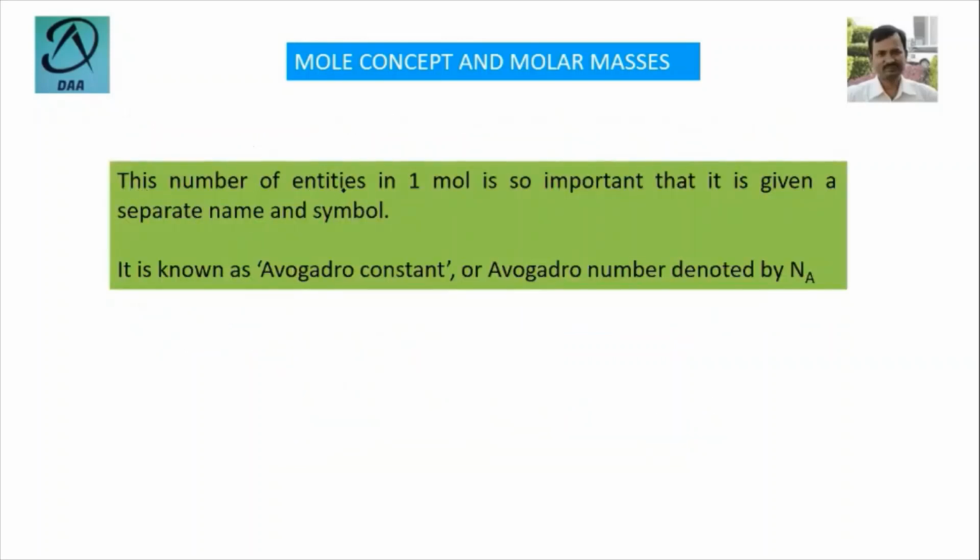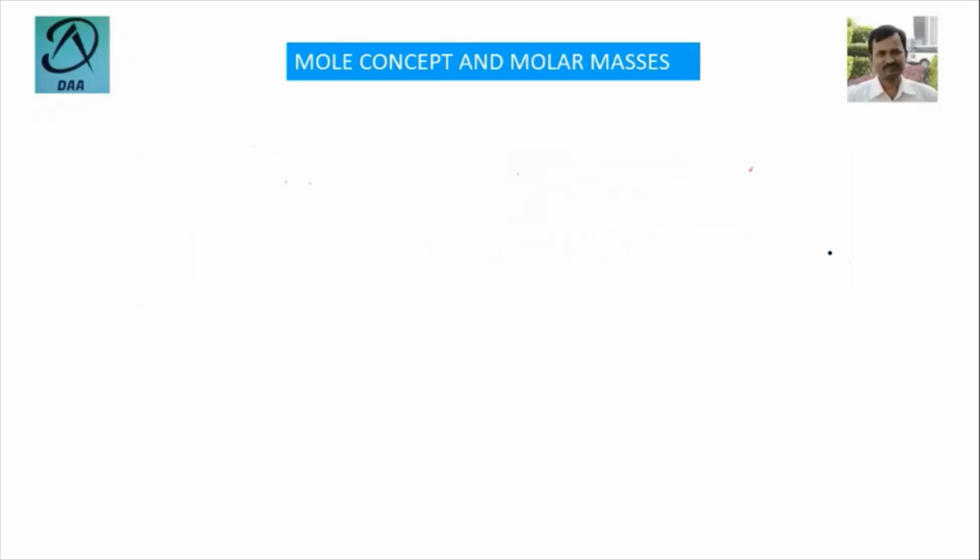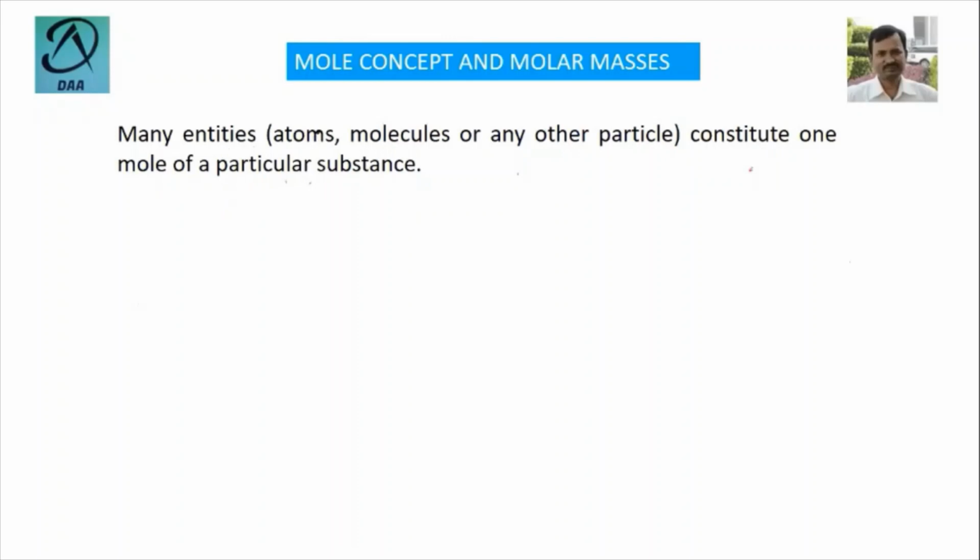So this number of entities in 1 mole is so important, it is given a separate name and symbol. That means the separate name is the Avogadro constant and the symbol is N subscript A. Many entities like atoms, molecules, or any other particles constitute 1 mole of a particular substance. Whatever substance it is, 1 mole of that particular substance contains that much number.